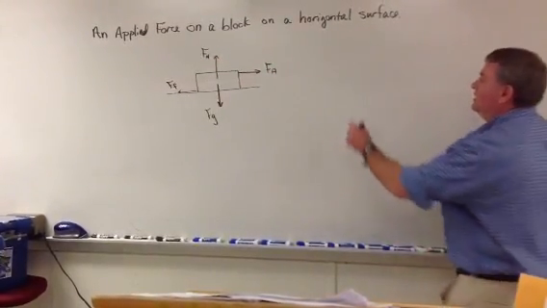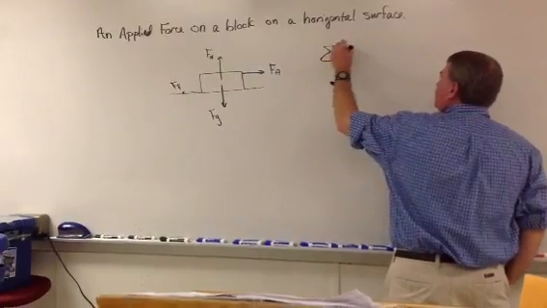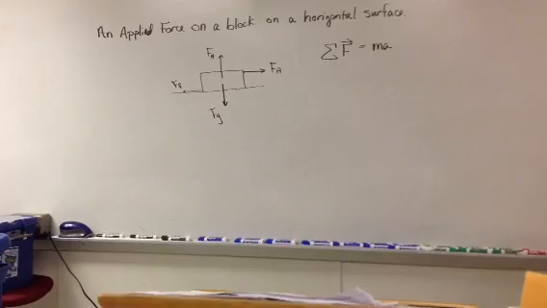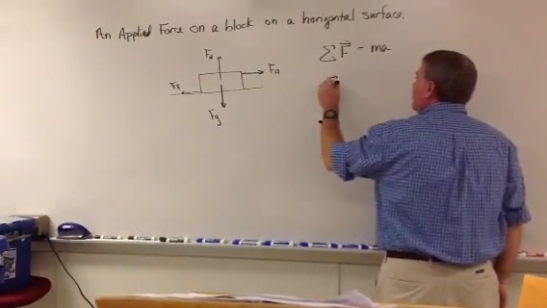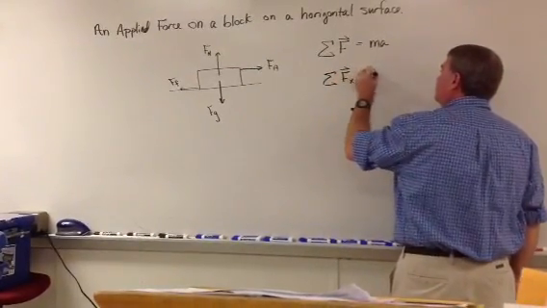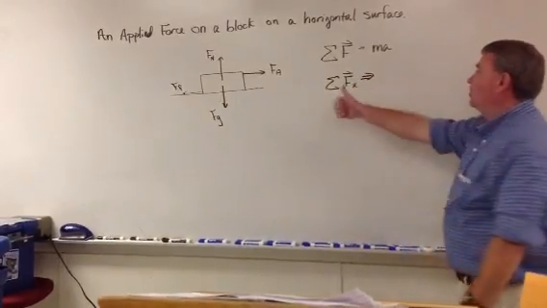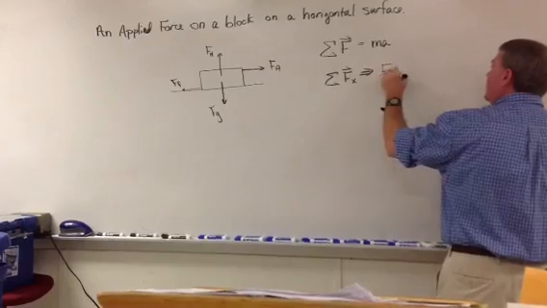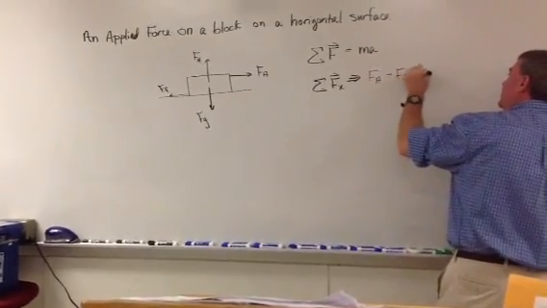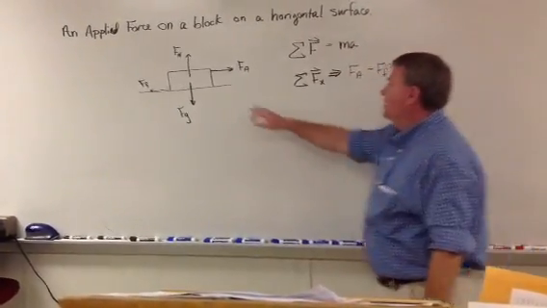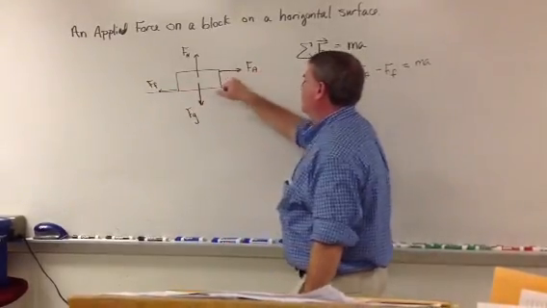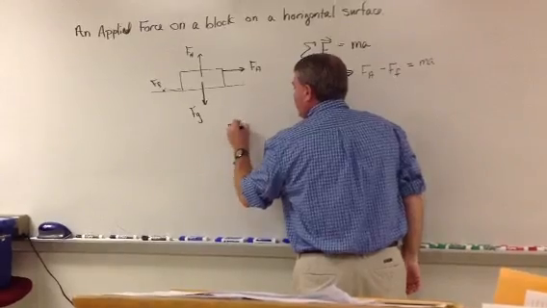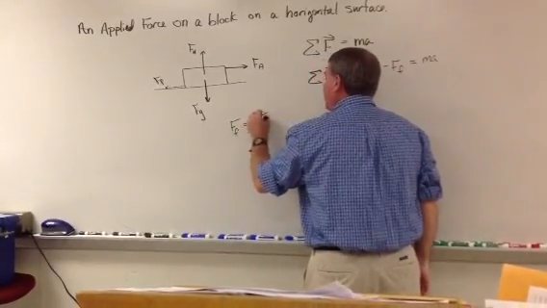Now, first of all, let's sum the forces. The sum of all forces is equal to mass times acceleration. And we'll first look at the sum of the forces in the x direction. We have the force applied going this way and the force of friction opposing it. So force applied minus force of friction equals mass times acceleration. These are the only forces in the x direction. There are only two. Now, the force of friction. By experiment, the force of friction is equal to mu Fn.